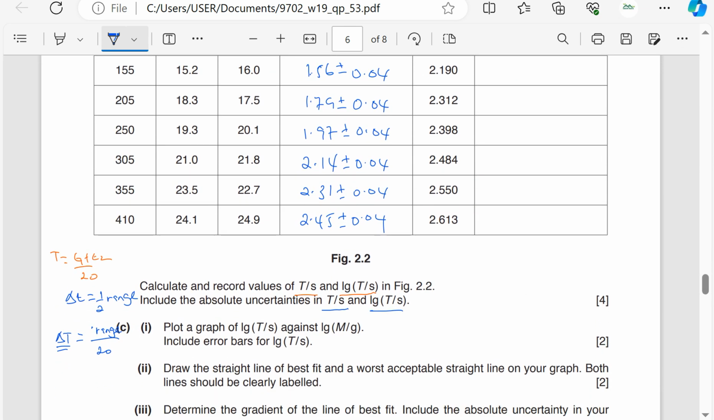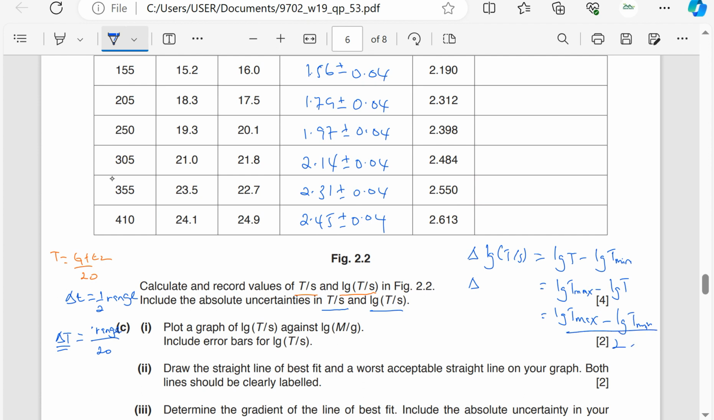Then for log, to find the absolute uncertainty in log of T, for example, in seconds, you can find the log of T minus the log of T minimum, the minimum value of T. Or you can find the log of T maximum minus the log of T. Or you can find the log of T maximum minus the log of T minimum, then divide this by 2.